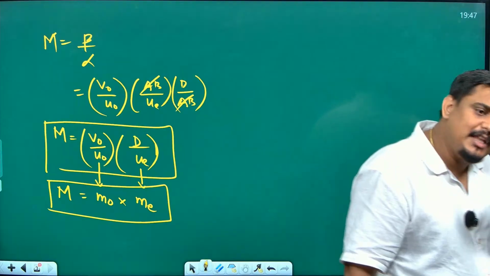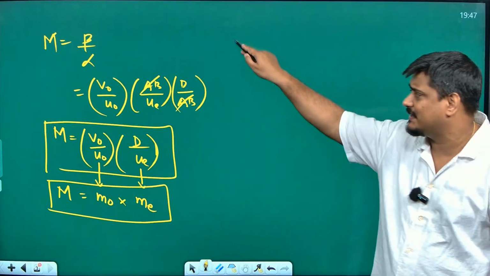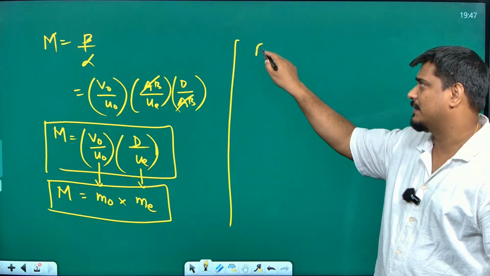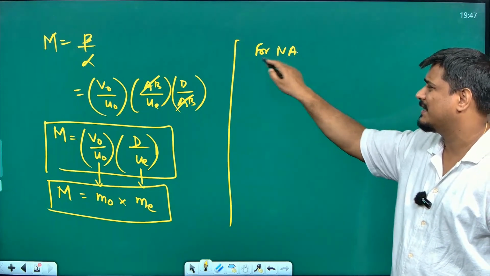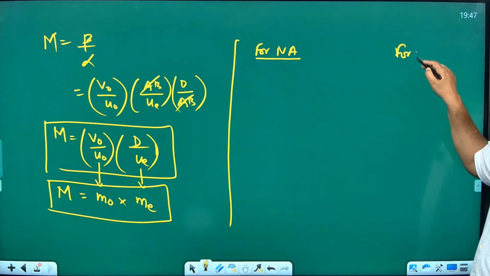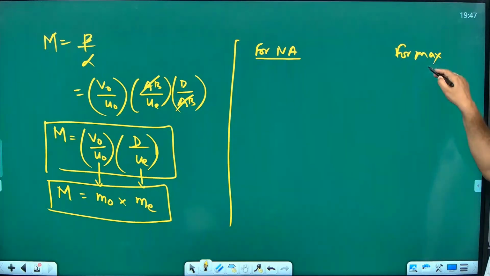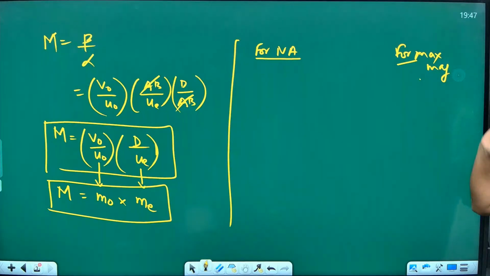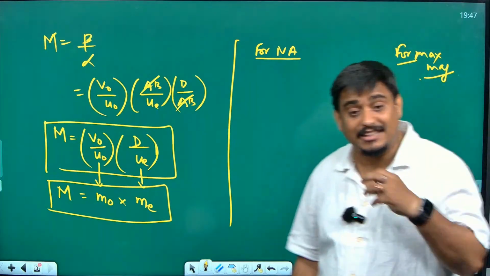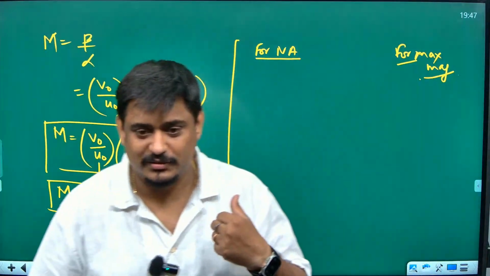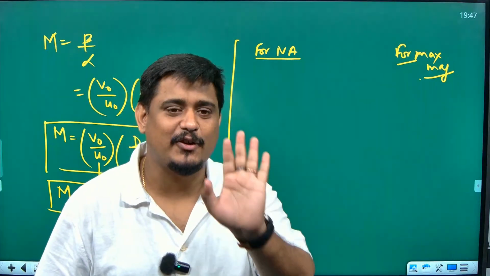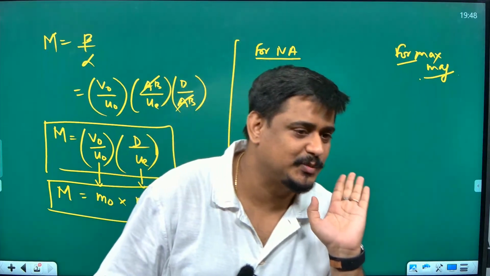I said for any optical instrument, we have two cases. What are the cases? Normal adjustment and maximum magnification. If you see the NCERT book, they never bother about maximum magnification. They always talk only about normal adjustment. That does not mean a question will not come from there. Questions will come from both. But in the theory of NCERT, they talk only about normal adjustment.